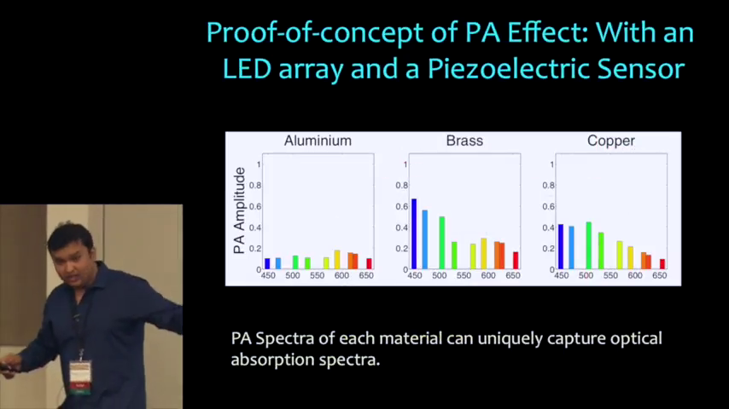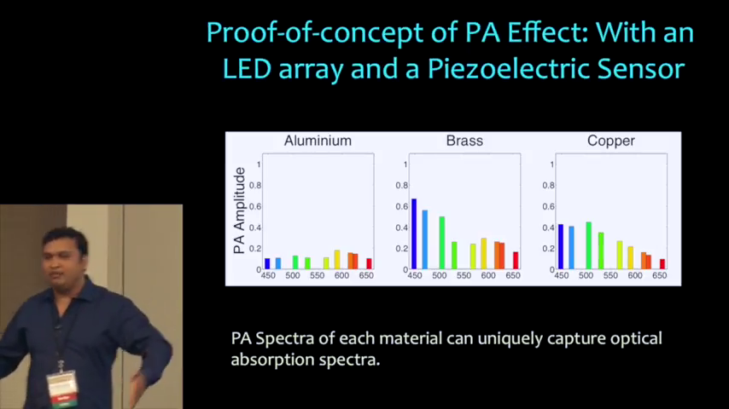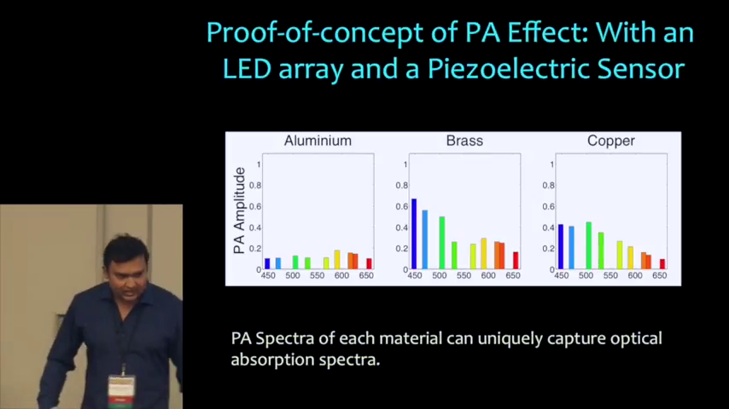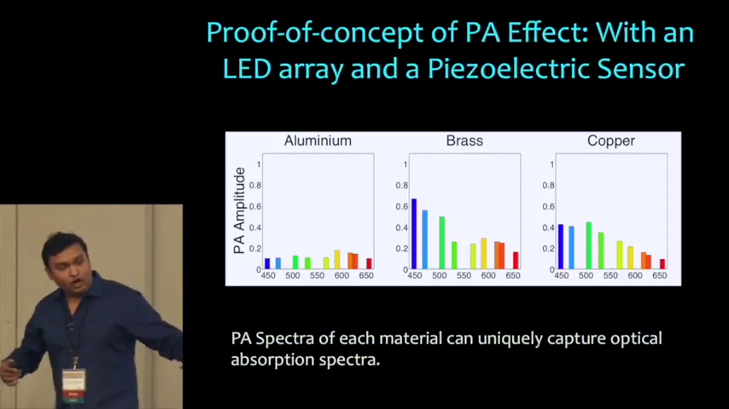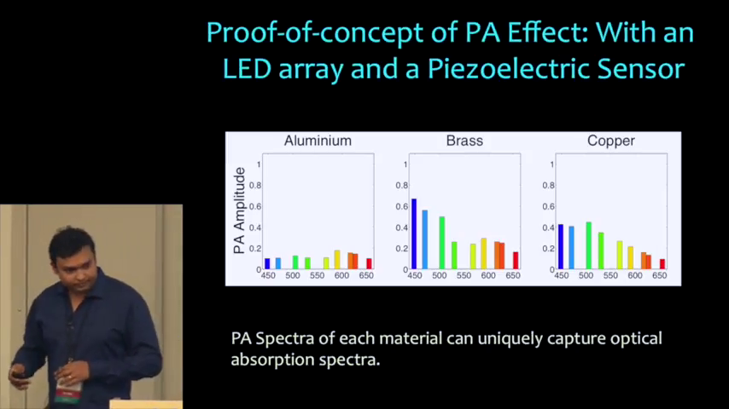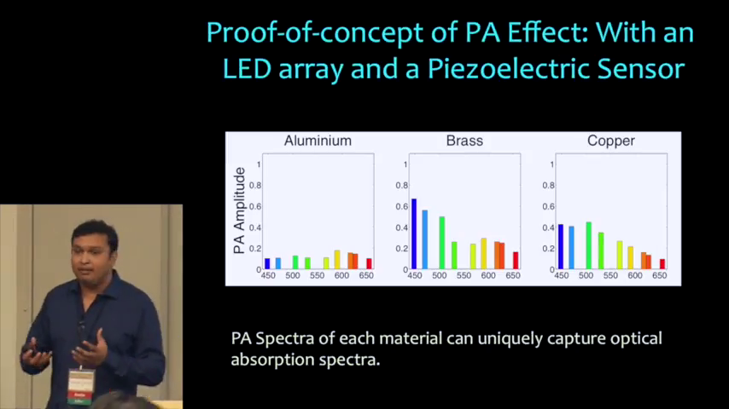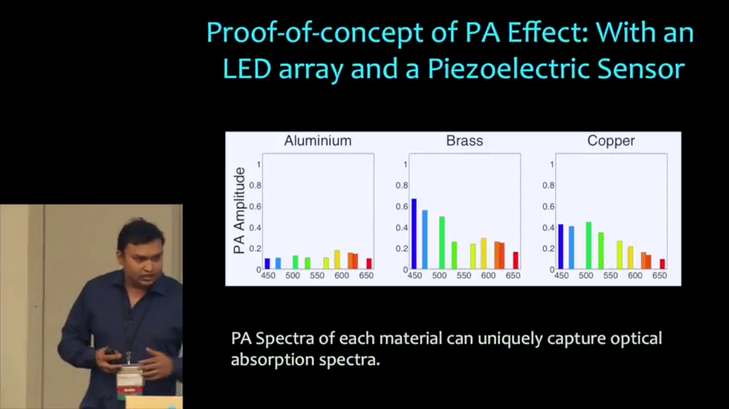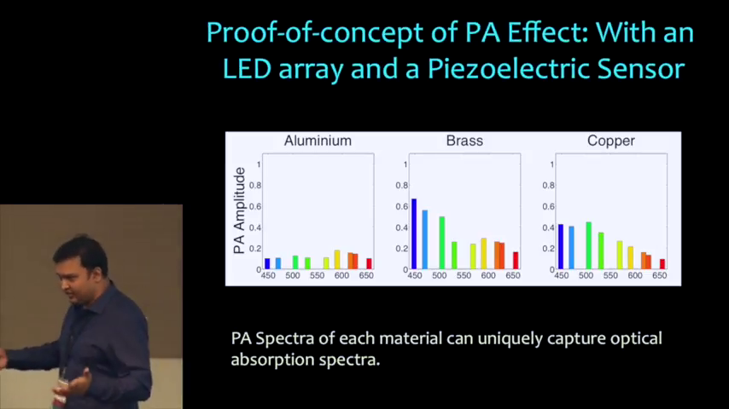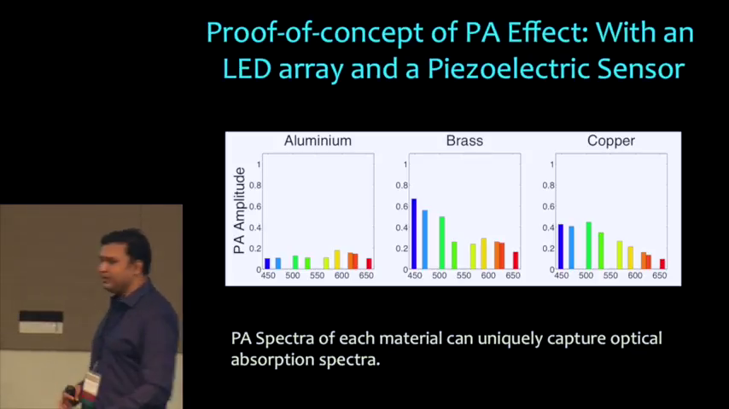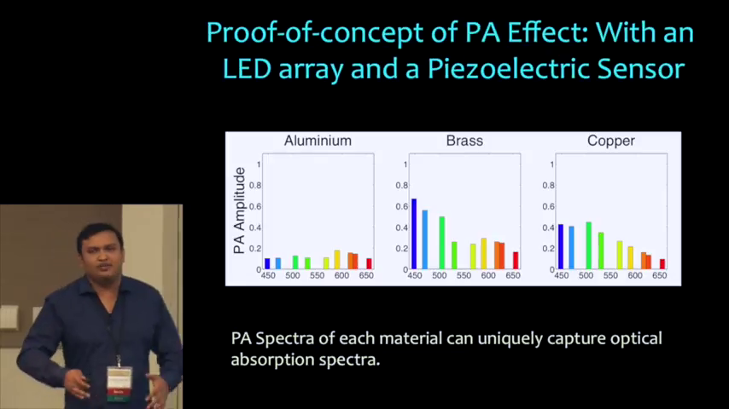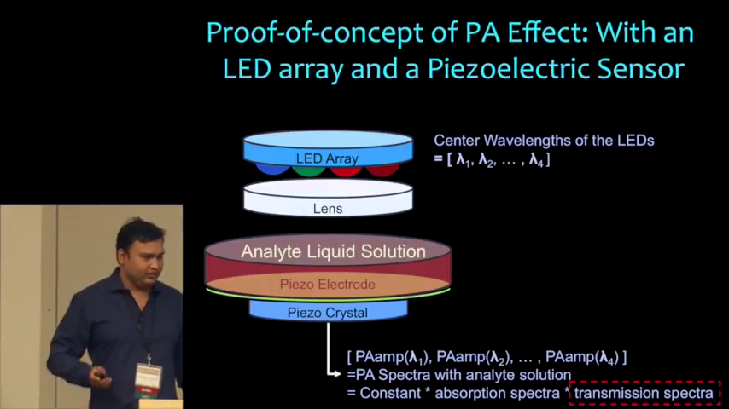Now, we have run the same experiment for a bunch of solid materials, as you can see, for aluminum, brass, and copper. The corresponding photoacoustic spectra for each material is uniquely different and essentially captures the optical absorption spectra. So this is useful for perhaps classifying solids, right? You can tell whether it's brass, aluminum, or copper. But again, this is not too useful for liquid classification, the chemical composition of a liquid.